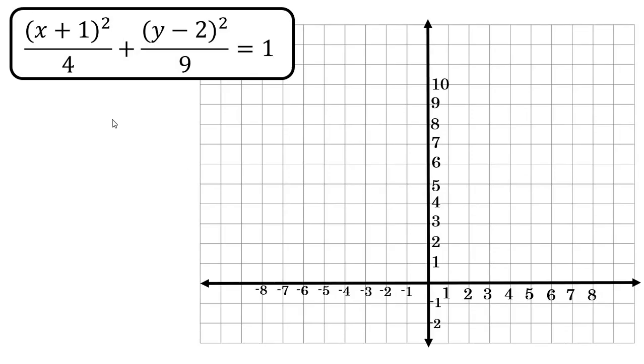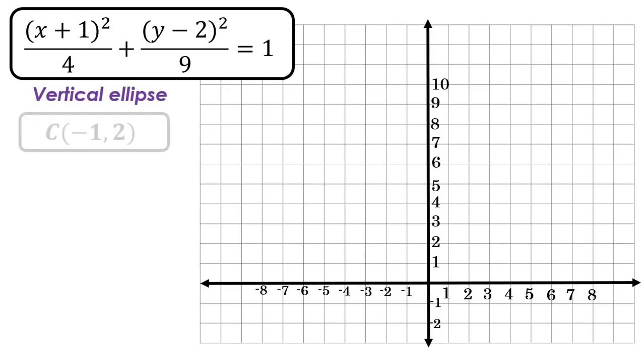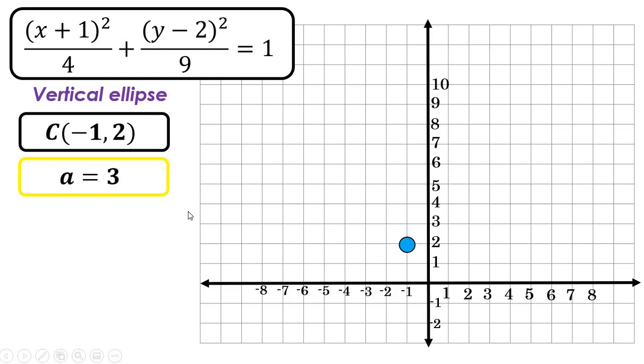Let's now have this example, and this is a vertical ellipse. To start off, we need the center, and the center is (h, k), which will be (negative 1, 2), which will be plotted on the second quadrant here. Next, we need to plot the vertices, and we need the value of a, which is 3. This was obtained by getting the square root of the larger denominator, which is 9. So the movement will be 3 units up and down.